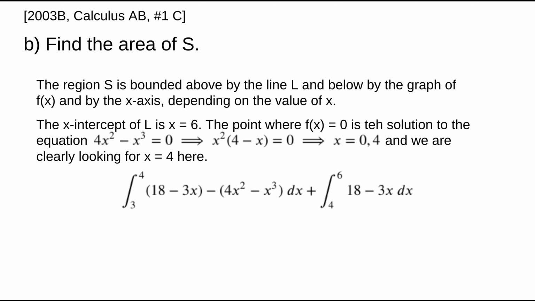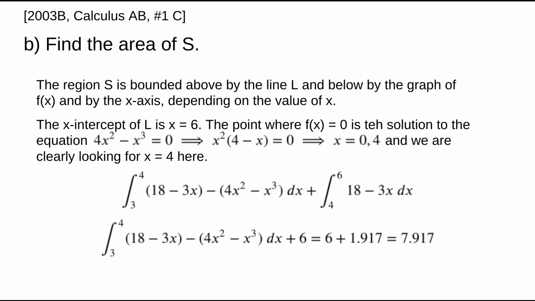So we have two integrals. We have the integral from 3 to 4, where the line that's given to us is tangent to, and therefore intersects, f of x, of 18 minus 3x minus f of x, plus an additional integral from 4 to 6 of just the line, 18 minus 3x dx.